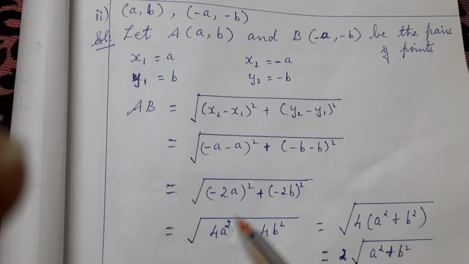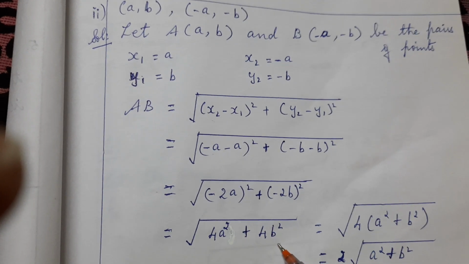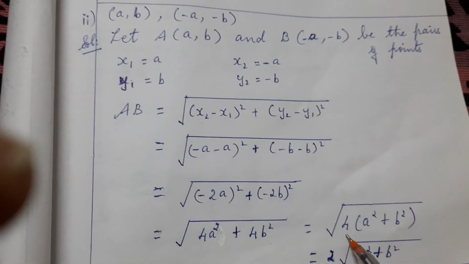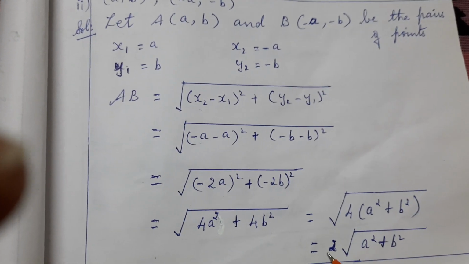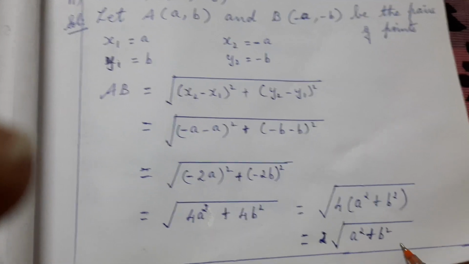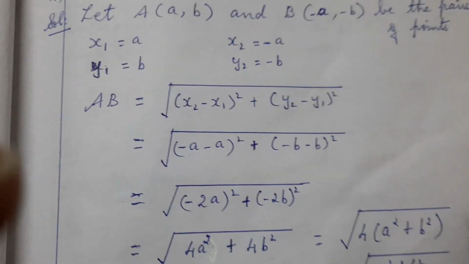So when you square it, minus 2 squared is 4, so 4A square plus 4B square. Here 4 is common, so root of 4 into (A square plus B square). Root of 4 is nothing but 2. So 2 into root of (A square plus B square). We have to write units.